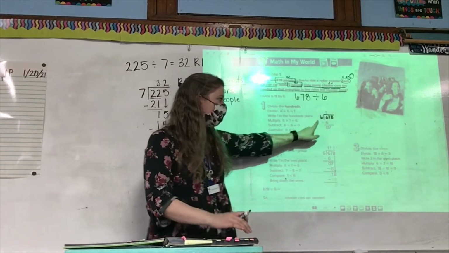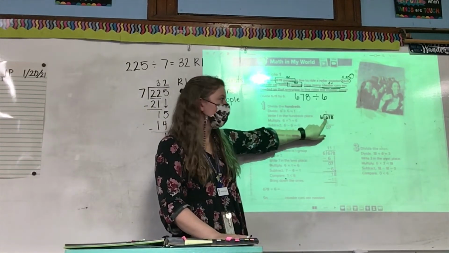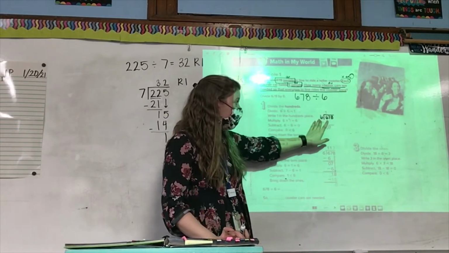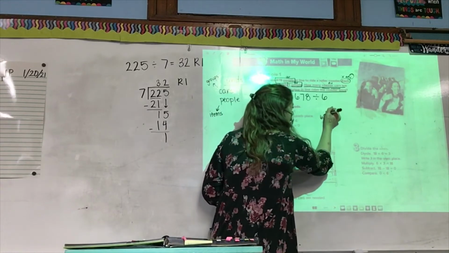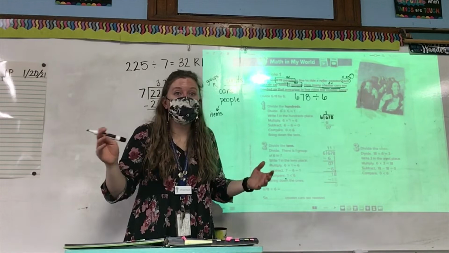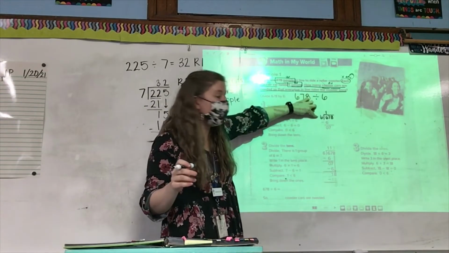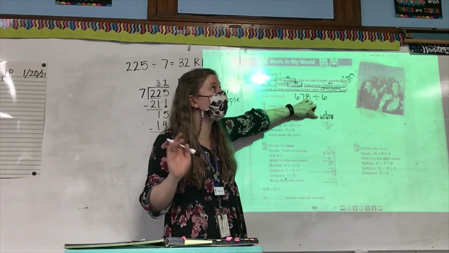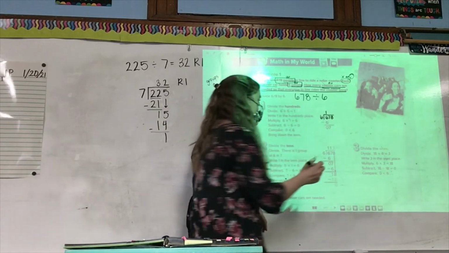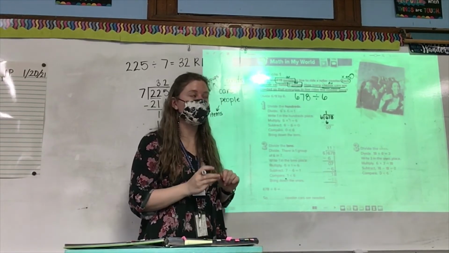This time though, class, does our divisor fit into the first digit of our dividend? Yes. 6 can go into 6 1 time. Then I just go to my next step. Multiply the digit I just got by my divisor. 1 times 6 is what, class? 6. So again, I'm just going to line it up with the digit I'm dividing.